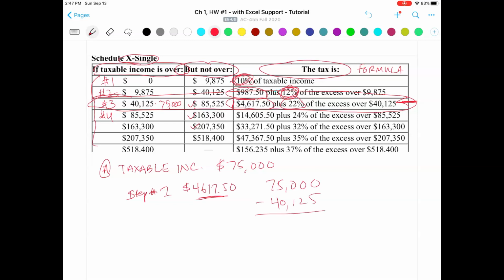And the only income that we're concerned about is the income that is over $40,125, but of course only up to the amount of income that he actually earns, right? Because we don't want to tax Chuck on any income that he hasn't actually earned and is subject to owe tax on. And we know that amount is $75,000.